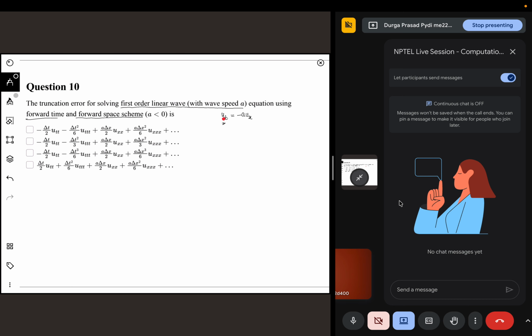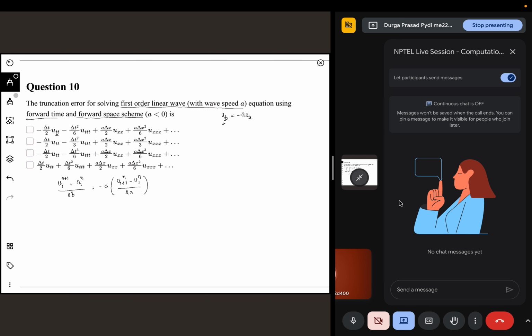So if you do Taylor series expansion for u_t, this is basically u_t plus delta t by 2 times u_tt plus, so you can directly expand from here only. For this we need a delta t, you can multiply this entire thing with delta t, or you can just do a forward time, which is u_i^(n+1) minus u_i^n by delta t. Forward space is u_(i+1)^n minus u_i^n by delta x. So for this you have to calculate the truncation error.